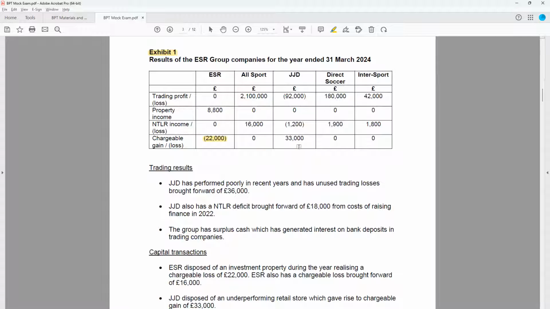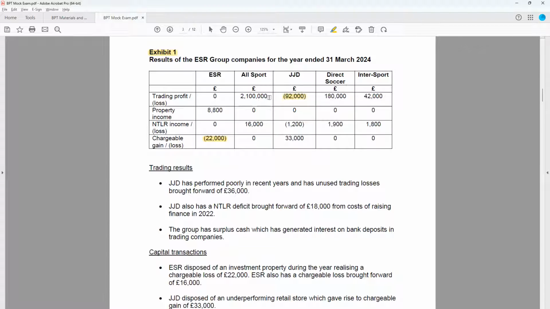So then we've got the trading companies. So trading profits here, this has got the highest trading profits. It's got some NTLR income as well, so maybe some interest receivable. We'll have to find out what that is, or we might find out what it is. It doesn't really matter too much. We know it's taxable. Nothing else in that company.